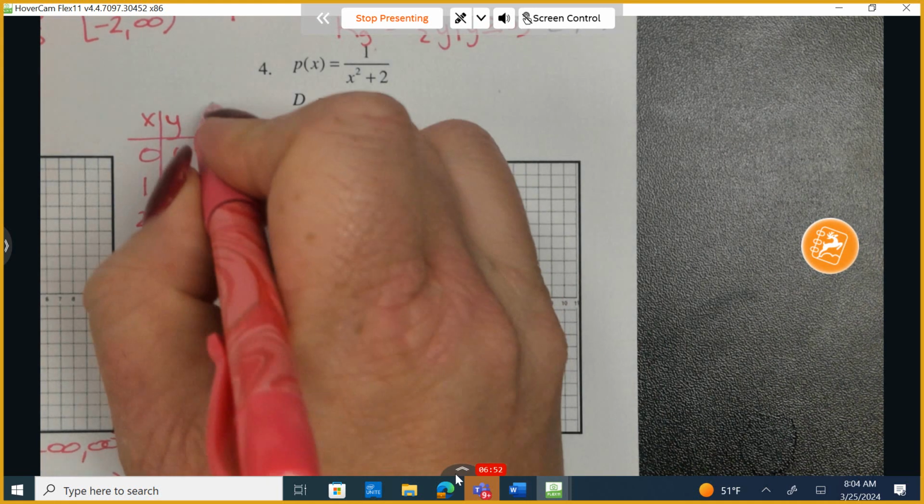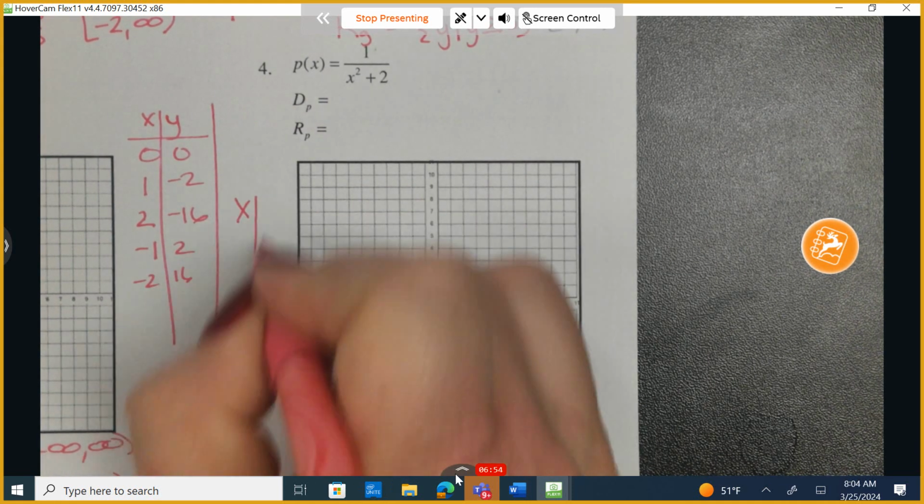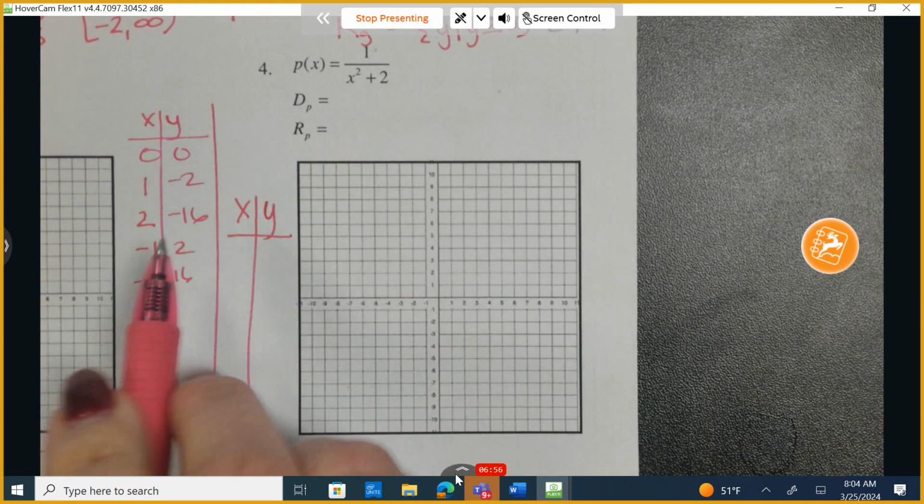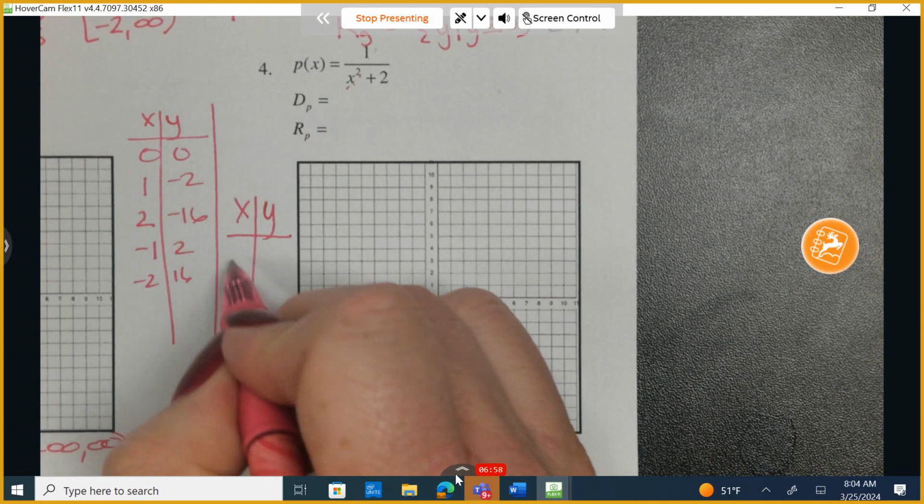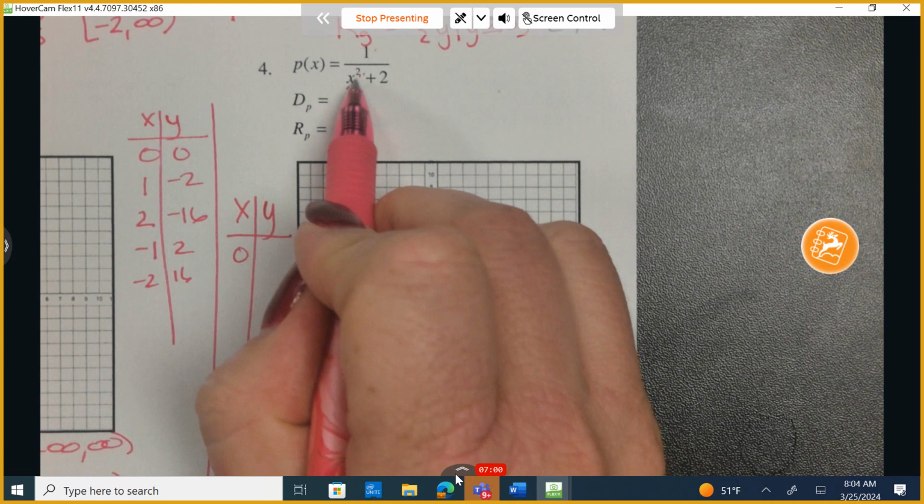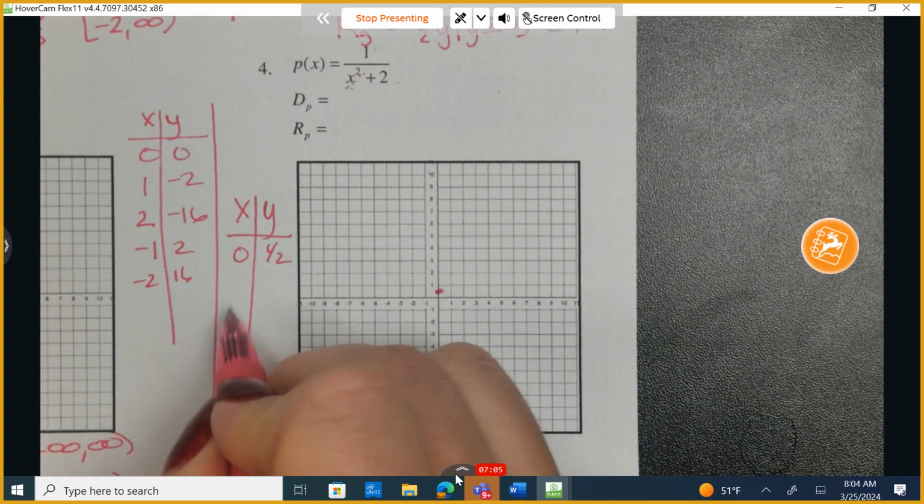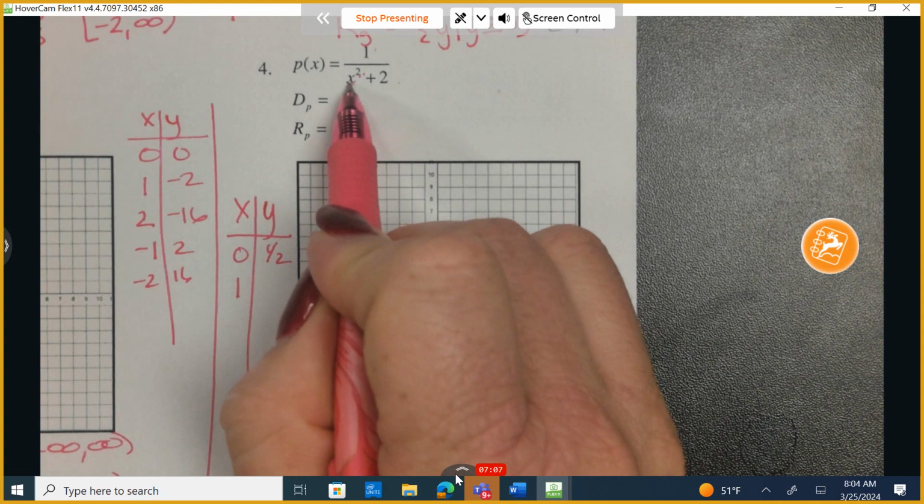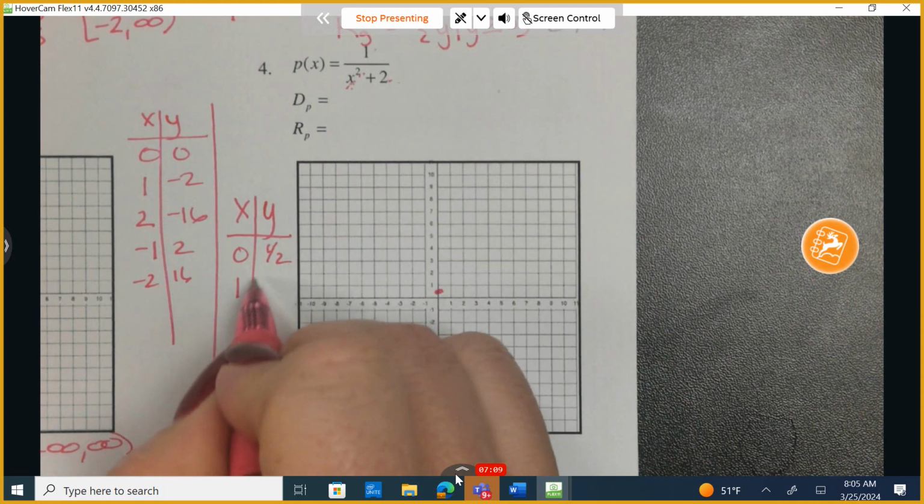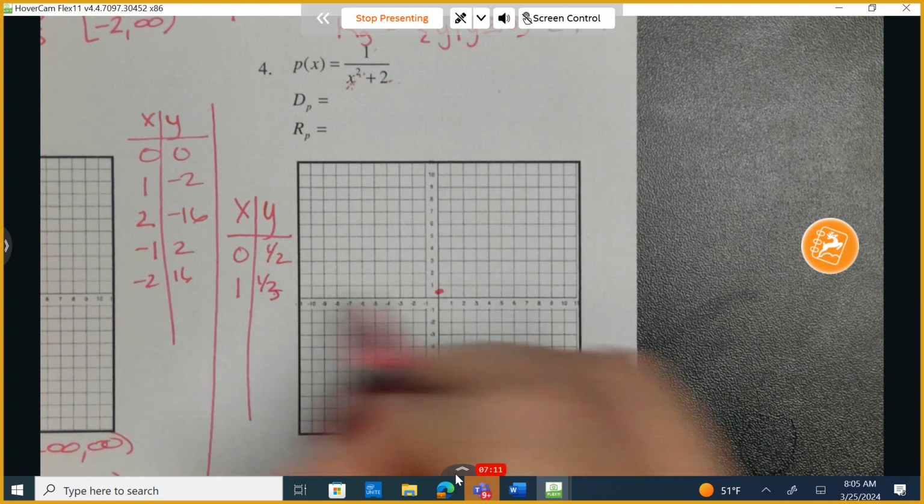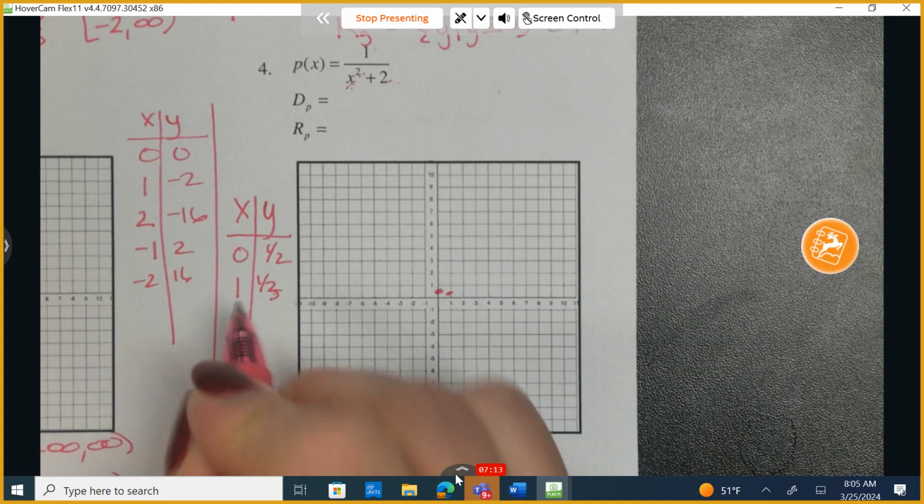And if you're wondering how we go about graphing this, I'm literally going to enter in points here. So I'm going to enter in the first point of x equals 0. 0 squared is 0. 0 plus 2 is 2. So I'm at 0 and 1/2. I'm going to go to 1. 1 squared is 1. 1 plus 2 is 3. So I'm going to go over 1 and up a third.